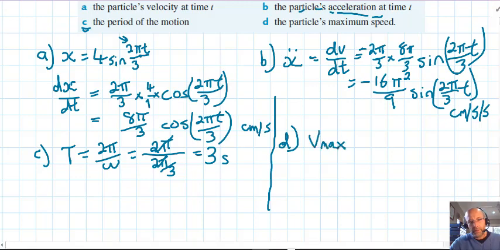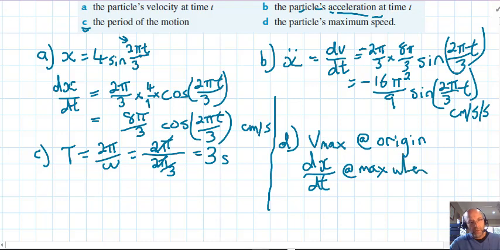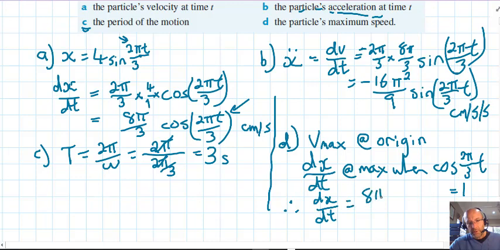So lastly, for this one, we've got to find the particle's maximum speed. So v max. Well, we know v max happens at the origin. Whether that's useful or not, it's worth noting. But we've also got an expression for that. So dx/dt is at its max, like I said earlier, when the trig part here, cos, is at its max, and cos values have a range of negative 1 to 1. So when cos 2 pi on 3 t equals 1, we have dx/dt then equals 8 pi on 3 times 1, which is 8 pi on 3 centimeters per second.